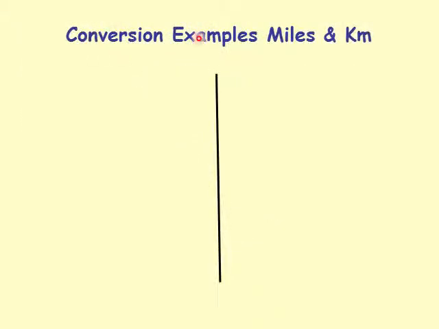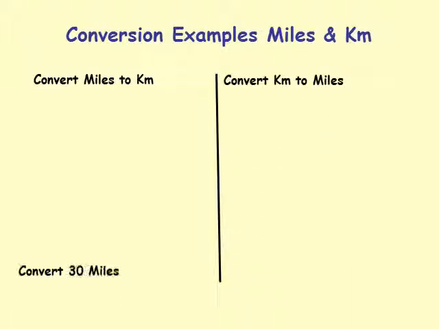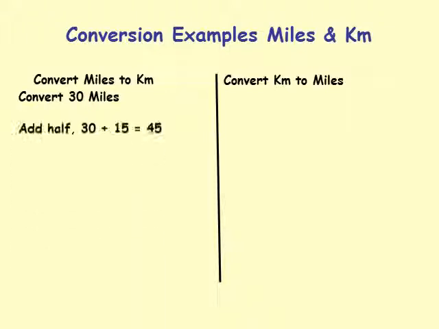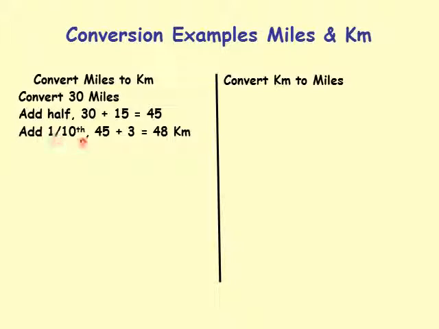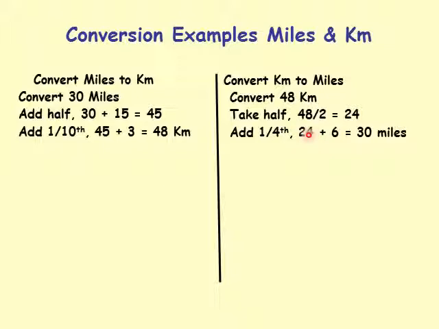Let's consider some examples. On the left side we'll convert from miles to kilometers. On the right side we'll convert them back to miles. So convert 30 miles. Add half. 30 plus 15 is 45. Then add a tenth. We'll do 45 plus a tenth of 30. 48 kilometers. Then convert 48 kilometers back. Take a half. 48 divided by 2 is 24. Then add a fourth. 24 plus a fourth of that, 6, is 30 miles.